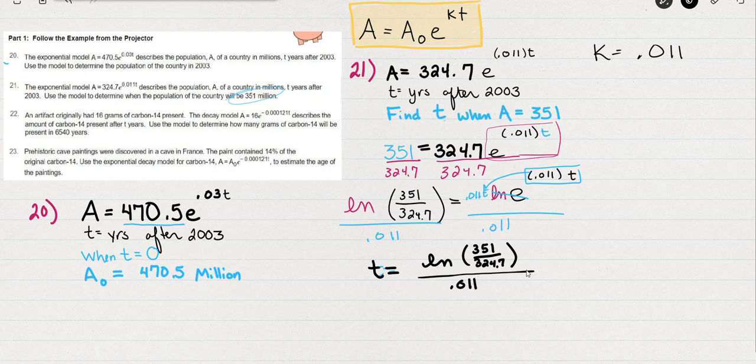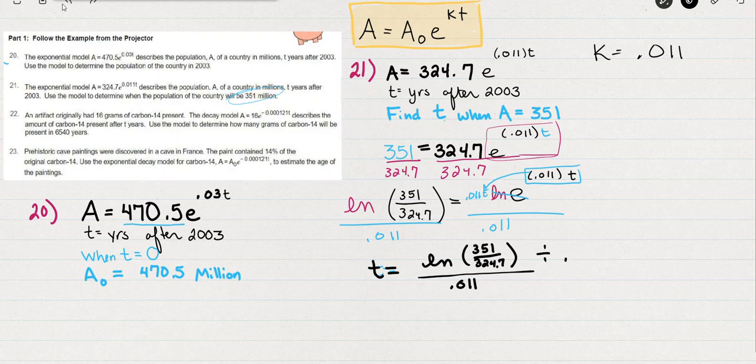Let's look at how to calculate this. On my calculator, I'm going to type in ln. This first parenthesis opens up automatically. I'll do 351 divided by 324.7 and then close the parenthesis. And then I'm going to divide that by 0.011.